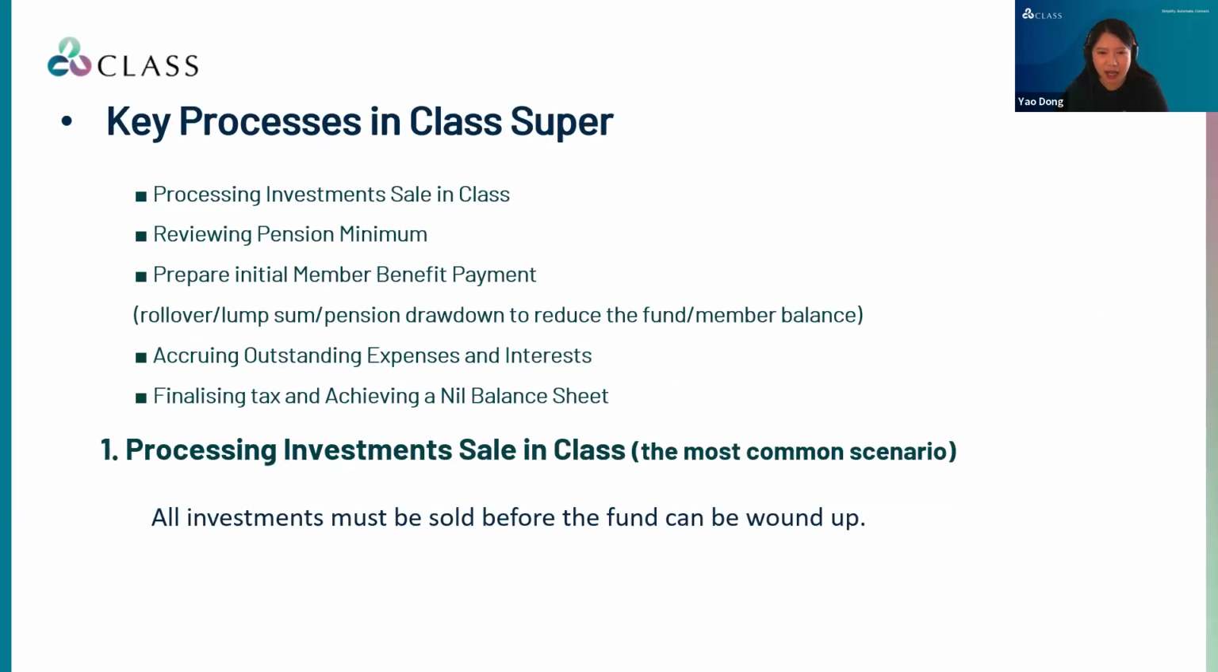Let's now focus on the key processes. I will introduce the 5 key processes first, and then show you a real case study to process a winding-up fund in Class Super. Typically, the first step involves processing the sale of all investments in Class. This is common in winding-up funds, often due to some restrictions on in-specie transfer, such as the upper fund not accepting off-market transfer during a rollover process.